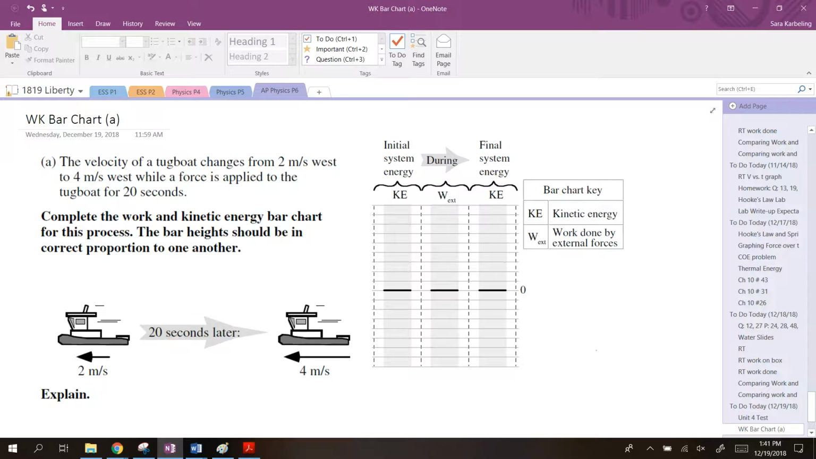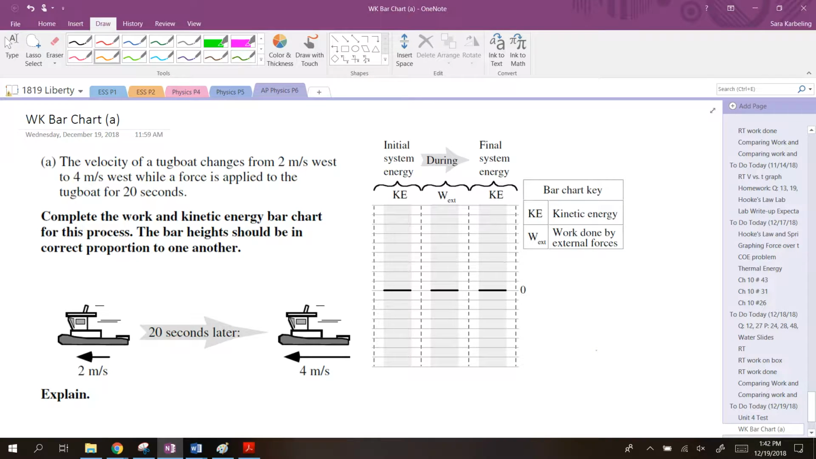That's the easy story. Now we do need to color this in, and not only do we need to color it in, but we also need to say that the bar heights should be in correct proportion to one another. That's one of the keys here. That's the thing we have to think about. So you get to pick, right? This is like a choose your own adventure story of drawing pictures. We get to pick how many bars of kinetic energy we start with. Two is what I'm hearing from a couple of people.